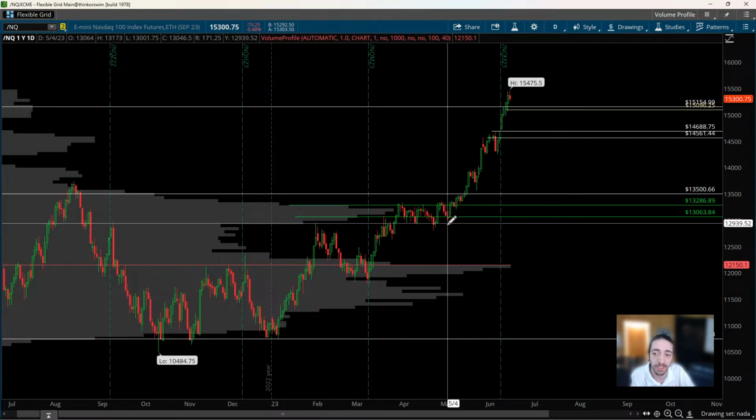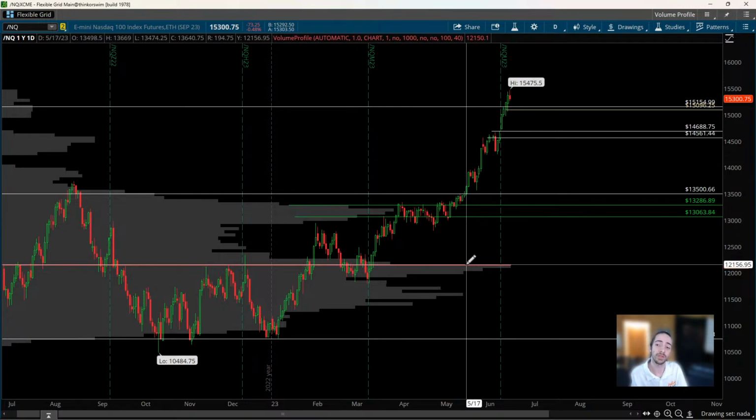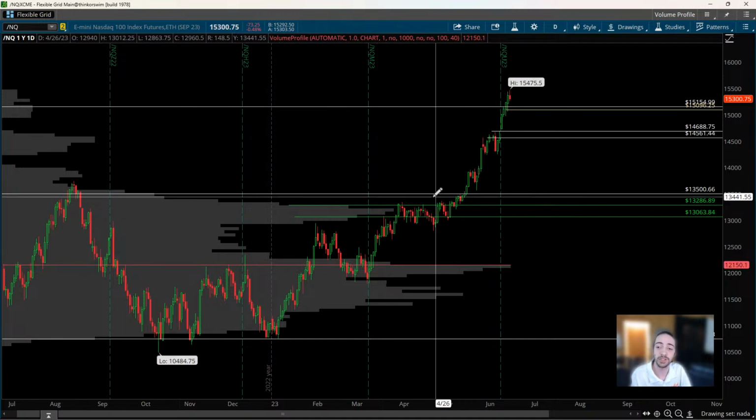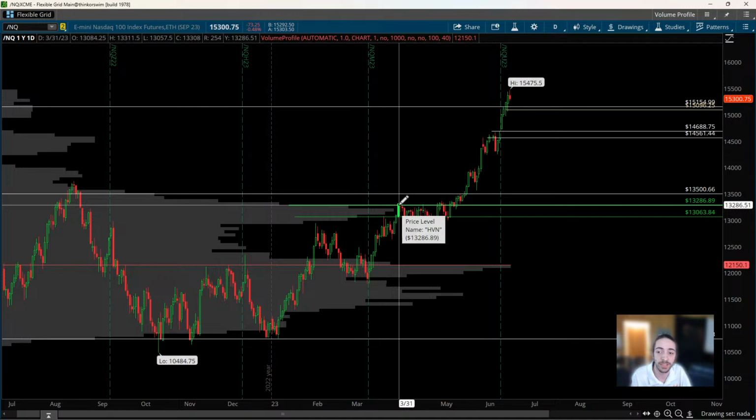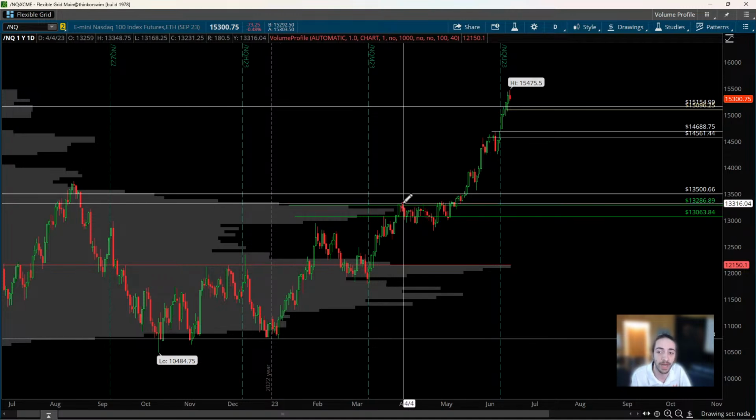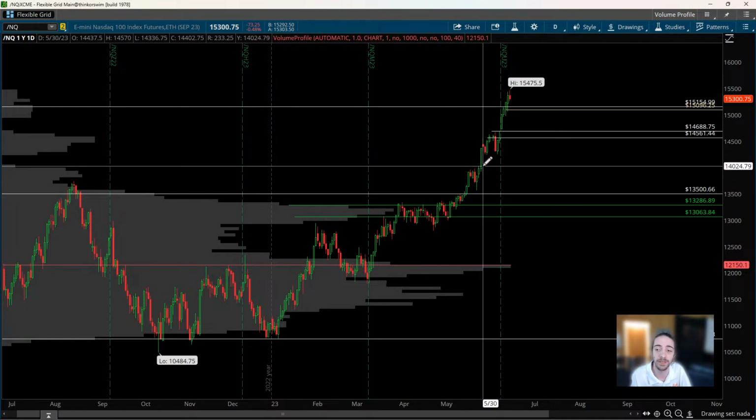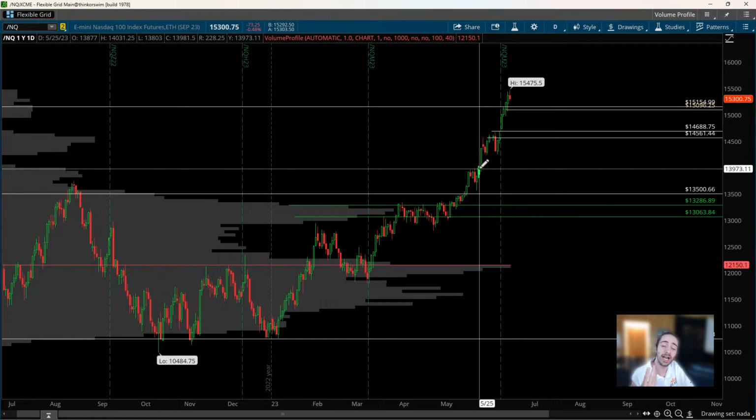Why does that happen? Because when support is broken, our brains, our psychology flips. Our psychology says, well, this was a strong area of interest. I missed my long position. I'm going to put a buy order there and wait for us to come back. And that's what will also move the stock higher. And again, that's psychology.